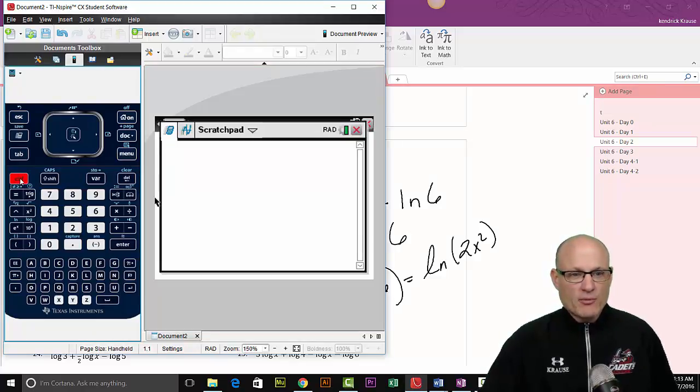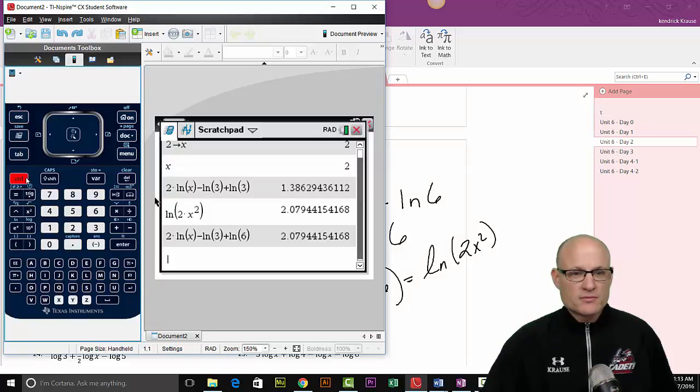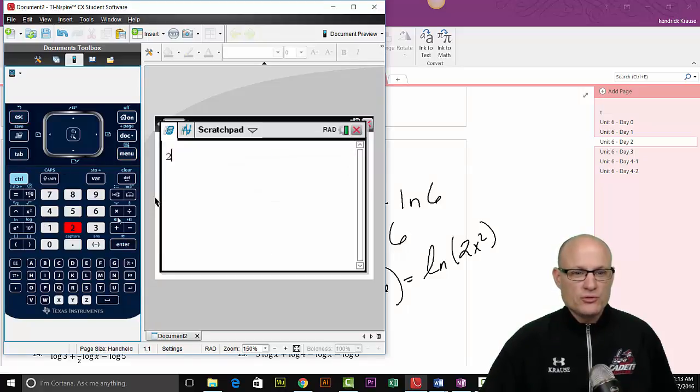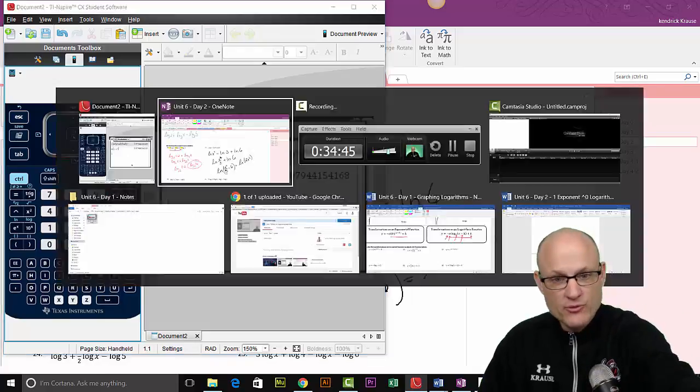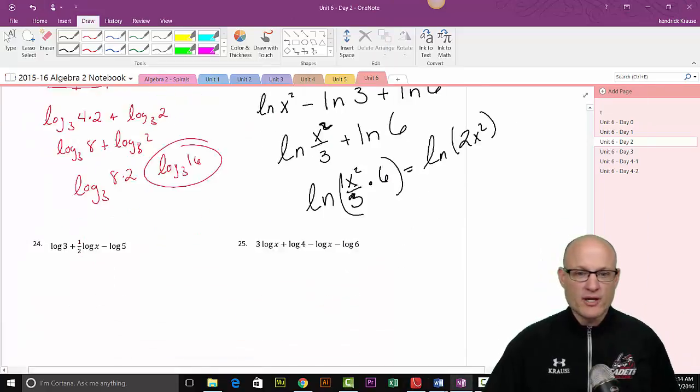So the original problem was 2 times the natural log of x minus, I think I had a plus there, the natural log of 3 plus the natural log of 6. Okay. And then we came up with the natural log of 2x squared. My goodness. I think I was just putting in a plus instead of a minus. How dumb is that?